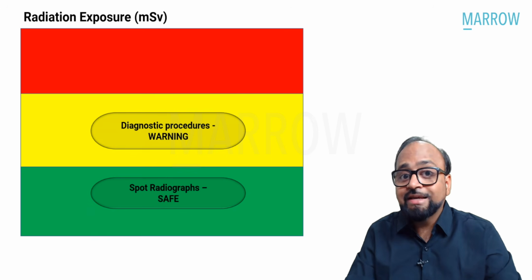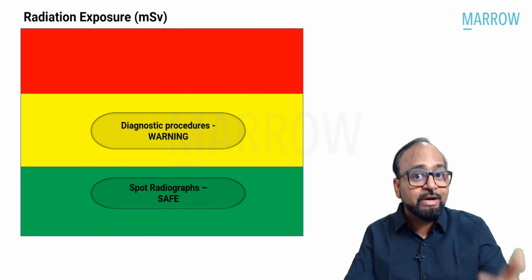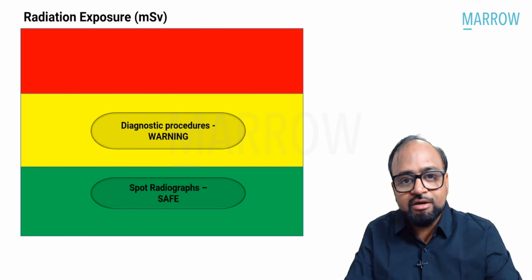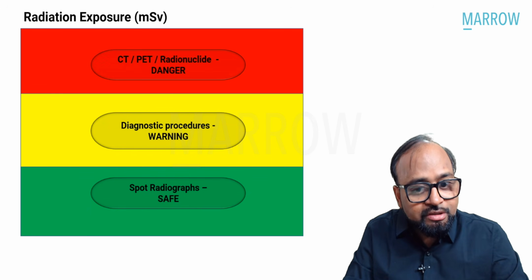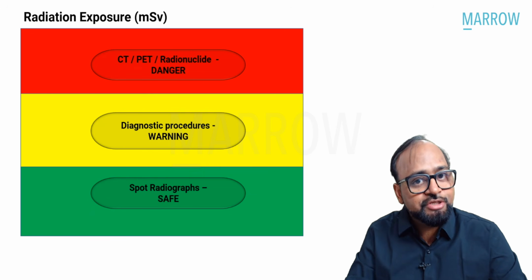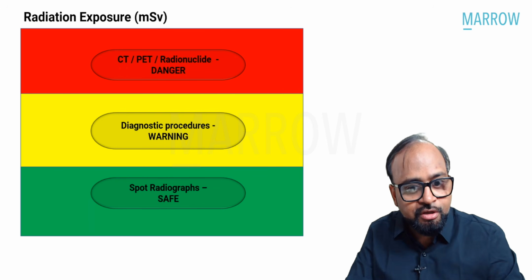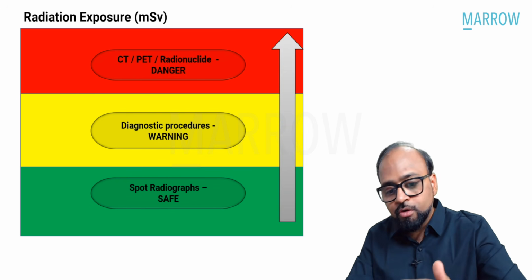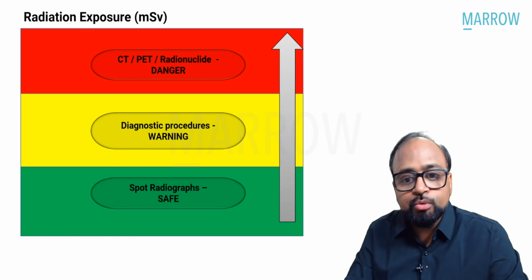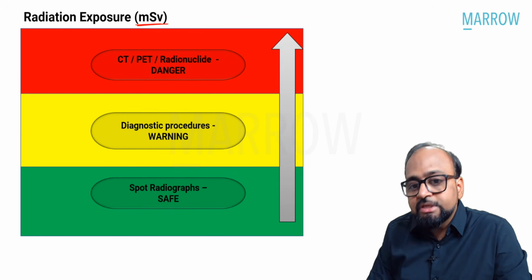Above it are diagnostic procedures like IVU, MCU, barium enemas. Because they have multiple exposures occurring to the patient's body, they have a relatively higher exposure. It is like a warning. And remember, the red zone comprises of CT scan, PET scan, and radionuclide studies. It has very high radiation exposure. So, red zone, it is dangerous. We are supposed to know. So, as you go from green zone, yellow zone to red zone, it is obvious that the radiation exposure is going to increase. This exposure that we are going to study is going to be in millisieverts.